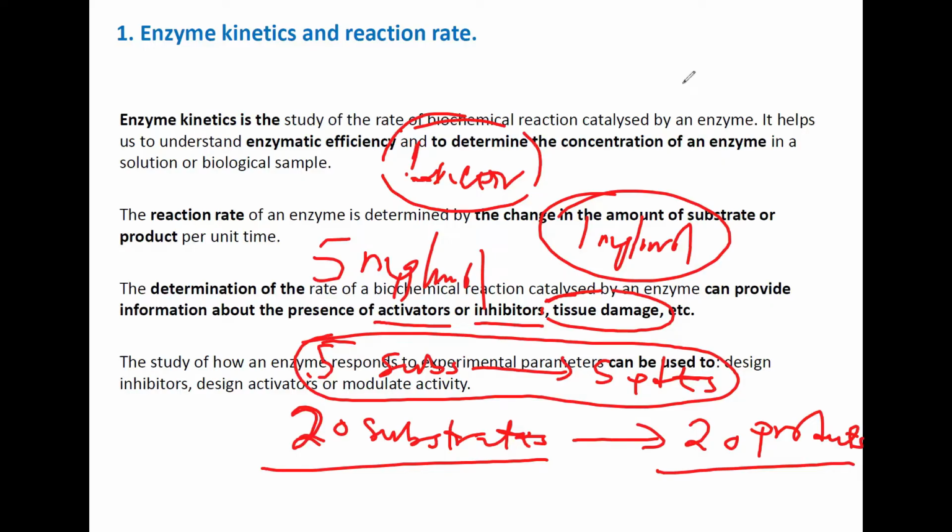There are some proteins or enzymes that are supposed to be in the brain, and now you find them in the blood. That tells you that the brain is damaged and that is why it released its contents. So the rate of the reaction can help to determine whether there is an inhibitor or activator, or if there is any tissue damage. This is very important knowledge. Okay, the rate of the reaction, that is enzyme kinetics.